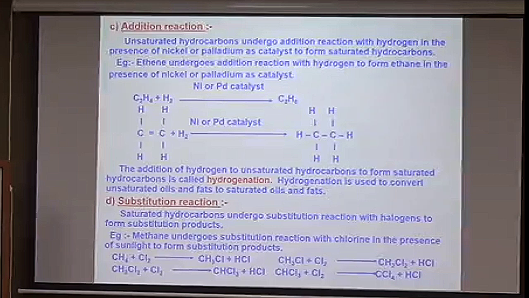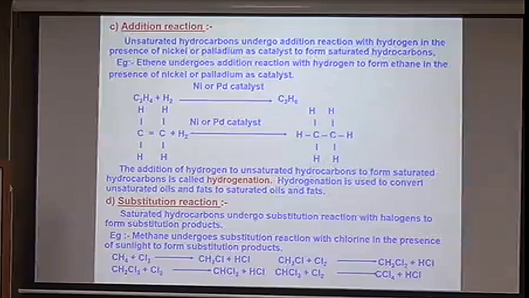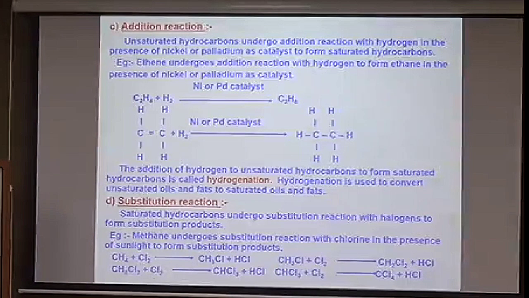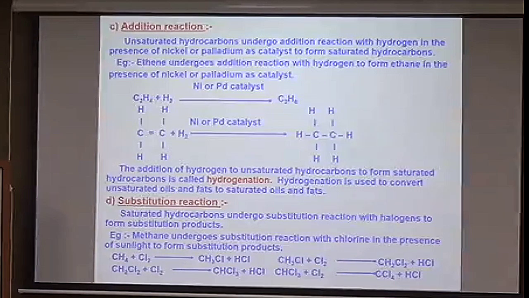Another point: unsaturated hydrocarbons are reactive because of the presence of double and triple bonds, right? Whereas saturated hydrocarbons are very less reactive, they undergo only substitution reaction. As I take one example, methane, when chlorine is passed in the presence of sunlight, one of the hydrogen atoms gets replaced by a chlorine atom. It does not get added, it gets replaced. This will be forming CH3Cl. Such a reaction we call substitution reaction, and saturated carbon compounds undergo substitution reaction.